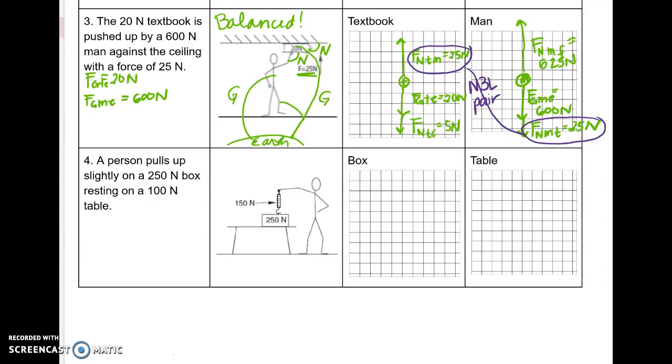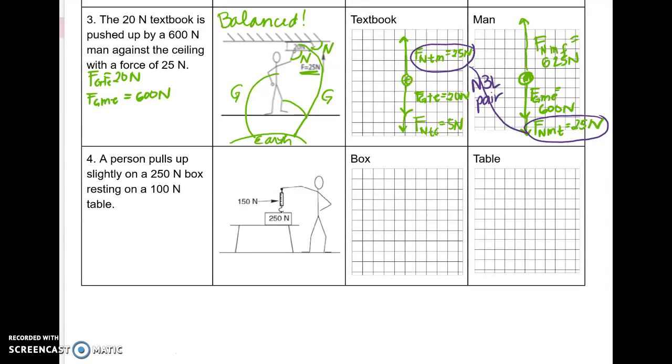Okay, so let's start with what we know. We know that the force of gravity on the box by the Earth is happening at 250 newtons. The force of gravity on the table by the Earth is happening at 100 newtons. So we know that the box is interacting with the table and it's a normal force.